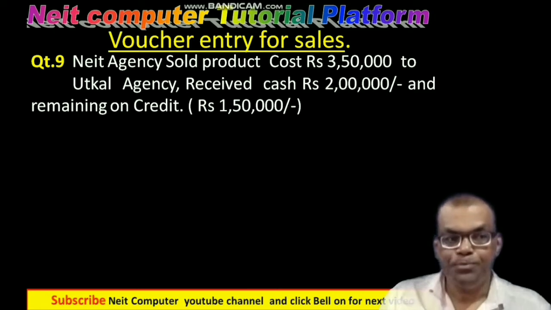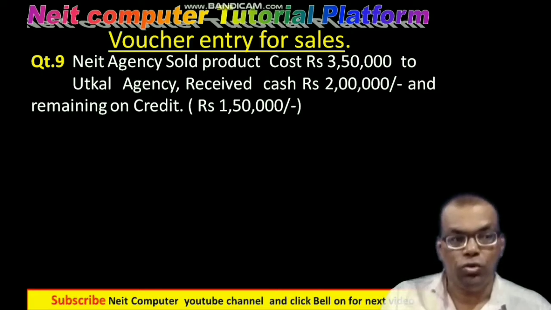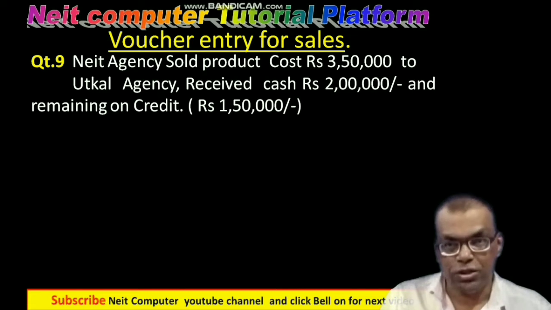The next question is, Neit agency sold a product costing 3,50,000 to Utkal agency and received cash of 2 lakhs and the remainder on credit. Utkal agency paid 2 lakhs by cash to Neit, and the remaining 1,50,000 was left on credit, which Utkal agency will pay later to Neit agency.